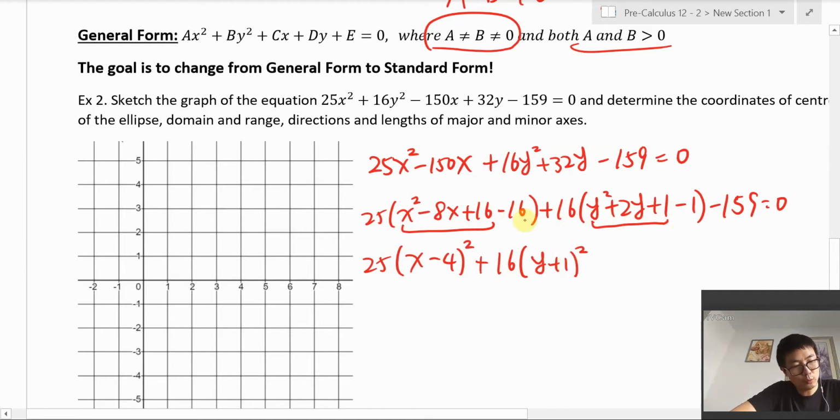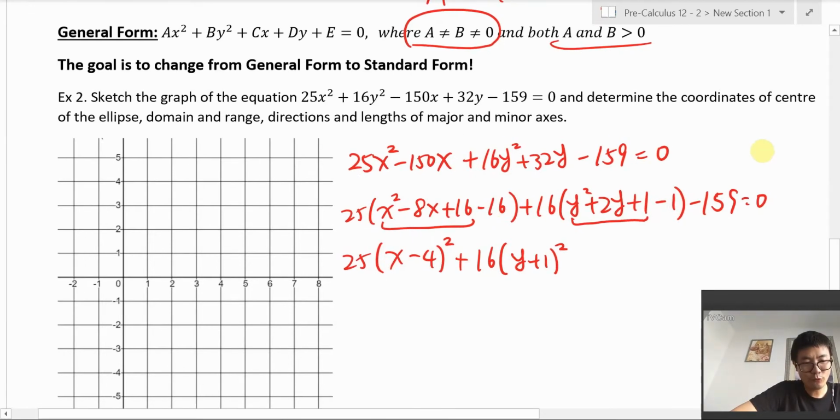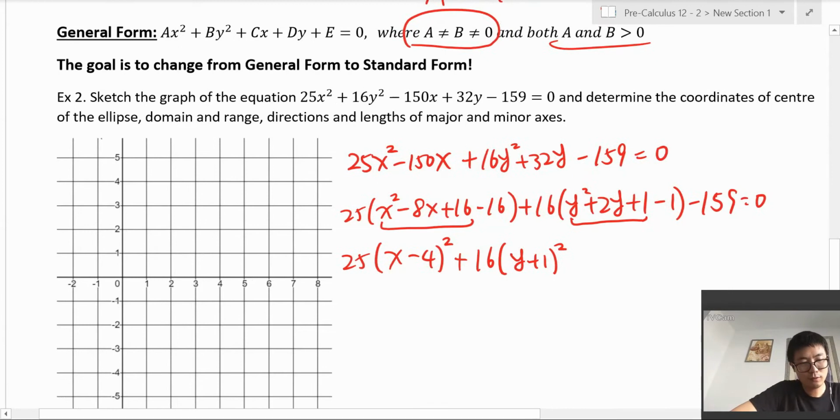Okay, now I need to take this negative 16 and negative 1 out by multiplying by the coefficient in the front. So 25 times negative 16 is 400? Yeah, 400. So wait a second. Is this right? Oh my goodness. Okay, I knew it's wrong. Once again, I made a mistake, as always.